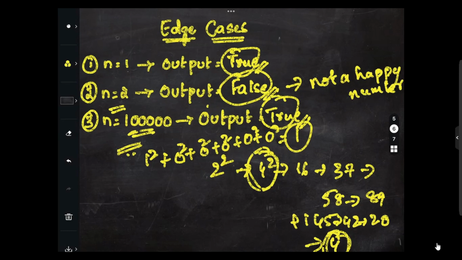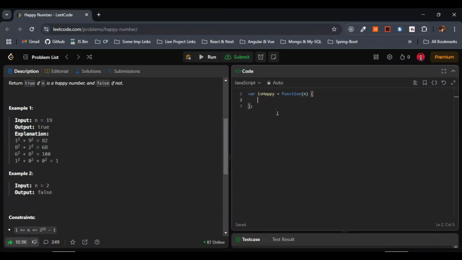Let's try writing. The first step is we will initialize slow and fast pointers. We have already discussed this one. Let slow equals n, and fast equals square sum of n. We have to square this one, right? Here we are considering a helper function, square sum. So let's write the square sum function completely.